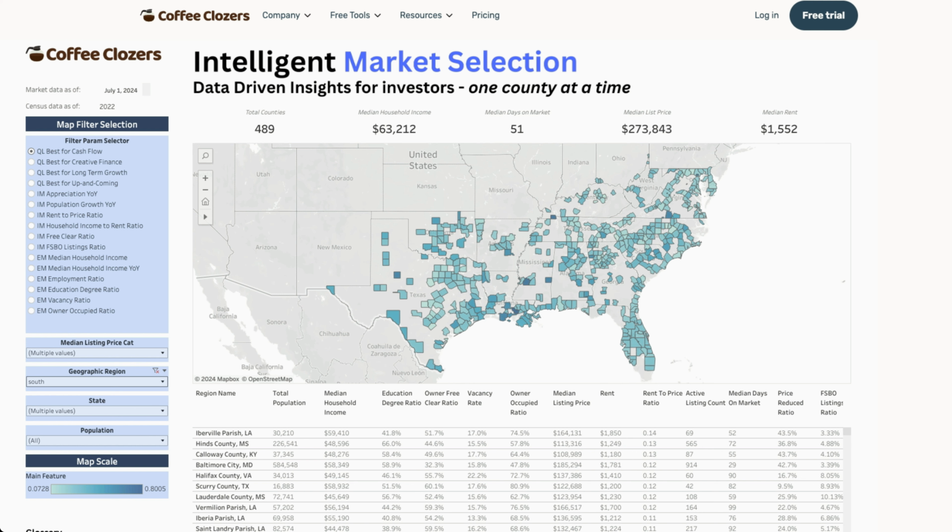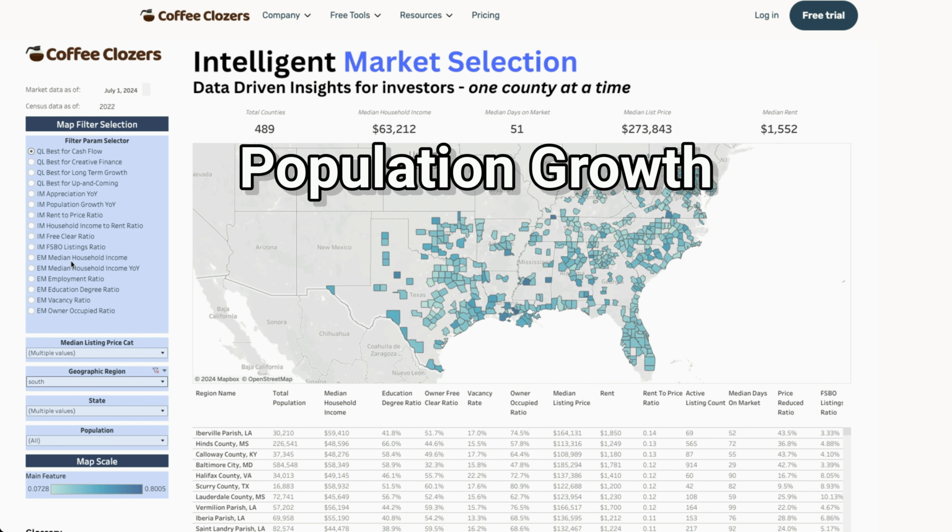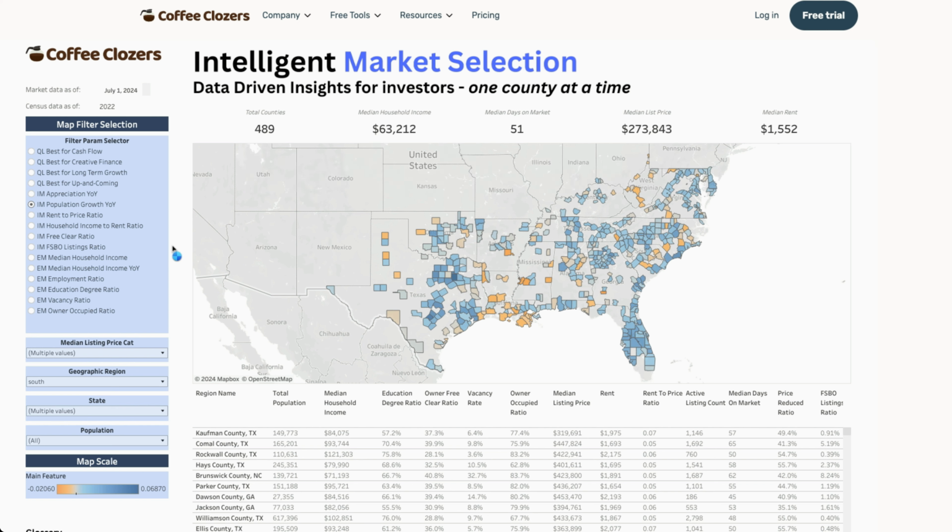But one of the things that Alex is apprehensive about is going into an area that isn't good for long-term growth. Even though he's looking for cash flow primarily, he wants to still balance the 2 a bit. So he sees here that Iberville Parish, Louisiana, is really high for cash flow overall. So you might look at other metrics like population growth, because we know this also affects long-term growth.